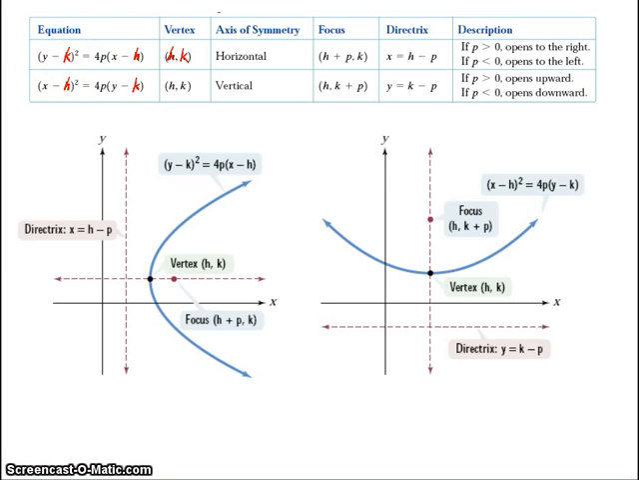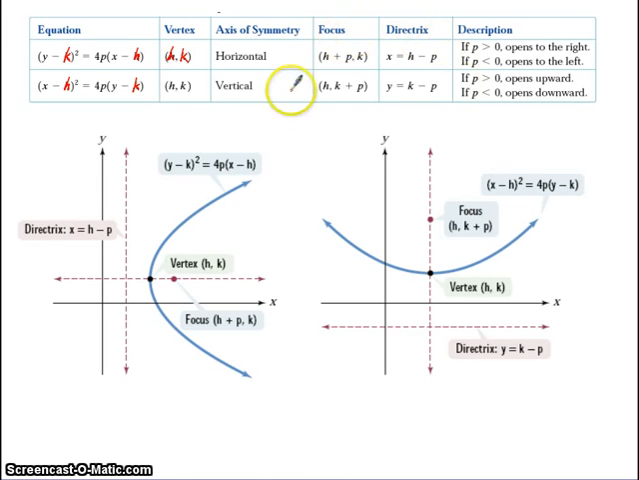If you want to identify the vertex of a parabola just by looking at the equation, you take the opposites of the h and the k to come up with the vertex. So if your equation has a y squared, you're going to have a parabola that's on its side. It's going to have a horizontal axis of symmetry. If you're looking at an equation where you have an x squared, your parabola is going to be faced up or down, and it will have a vertical axis of symmetry.